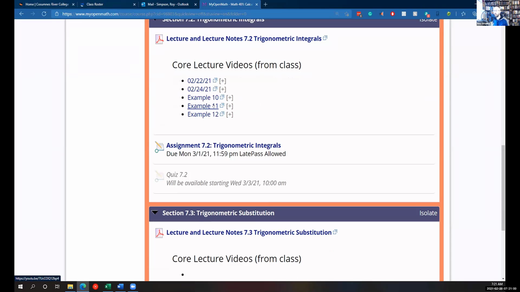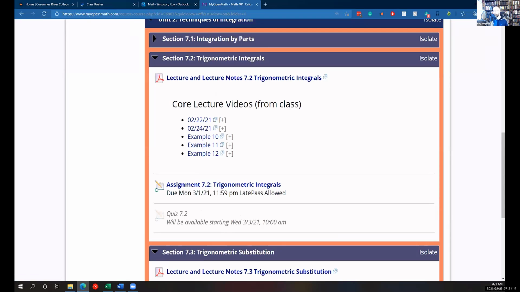Although, to be honest with you, in example 11, I go into a little more detail. It's more than just an example, I'll just say. I pulled together a lot of the techniques that we're learning in that trigonometric integrals section and summarized that. So maybe example 11 is a good one to watch.